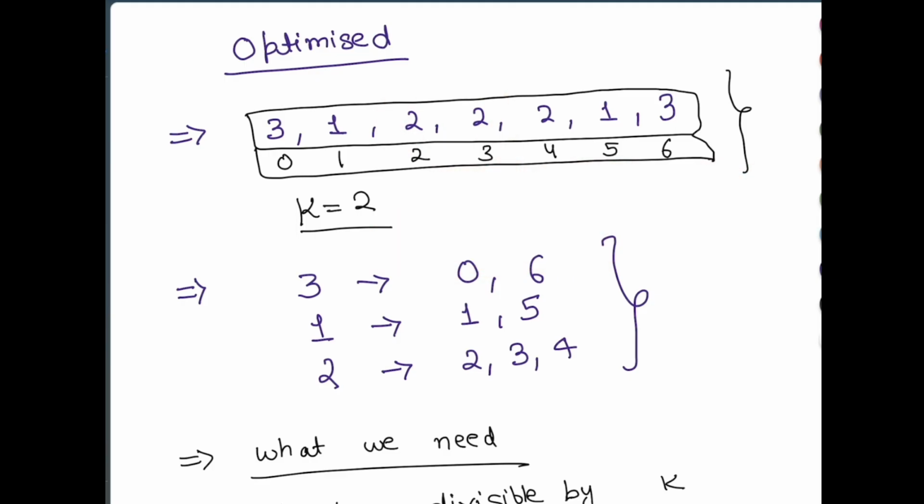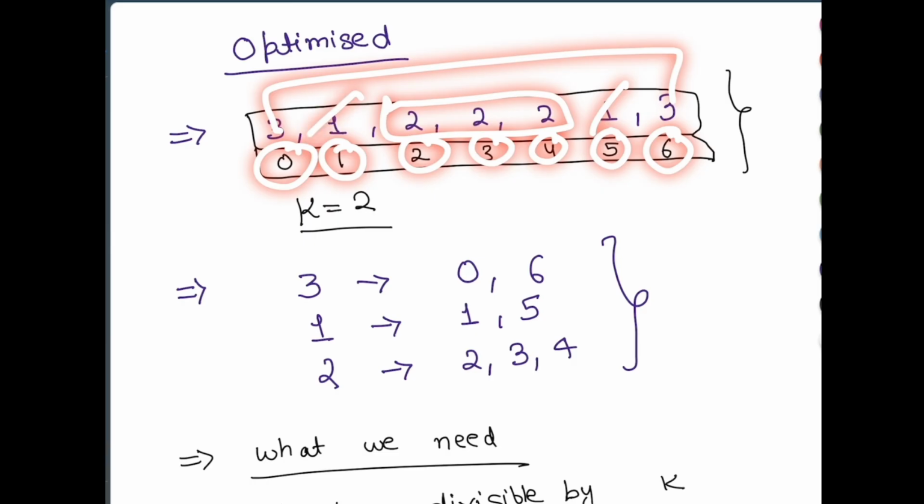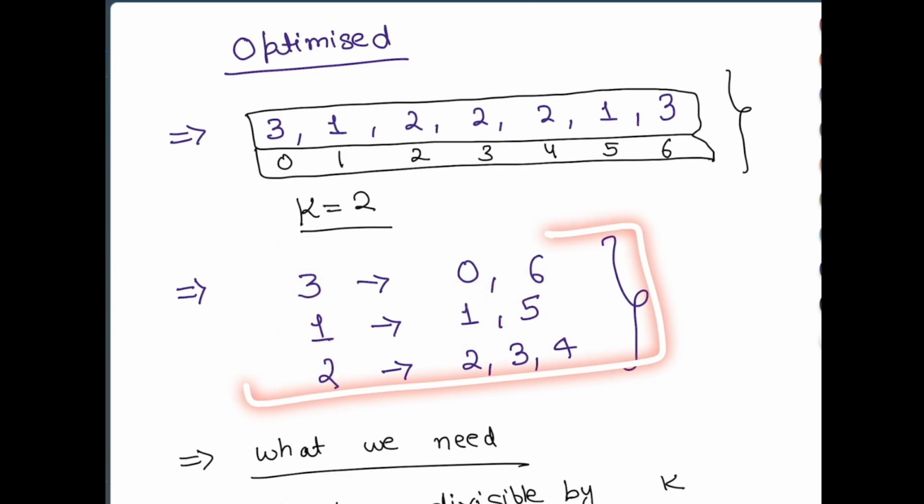I want to eliminate one very important task. I want to create a mapping where I store all the indexes whose numbers are the same. For example, the indexes 2, 3 and 4 have the same number, that is 2. The indexes 0 and 6 have the same number, that is 3. And the indexes 1 and 5 have the same number, that is 1. So I am creating a mapping that the number 3 belongs to the indexes 0, 6, the number 1 belongs to the indexes 1, 5, and the number 2 belongs to the indexes 2, 3, 4. This is my index mapping.